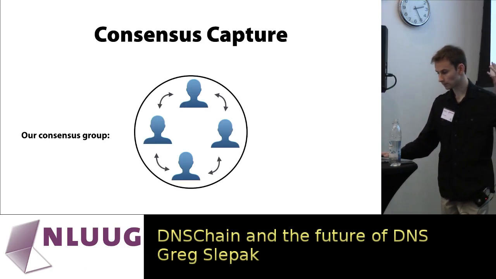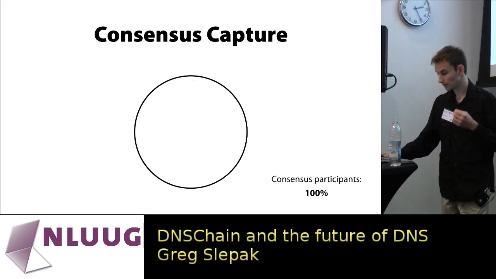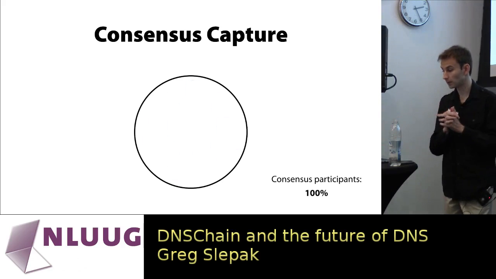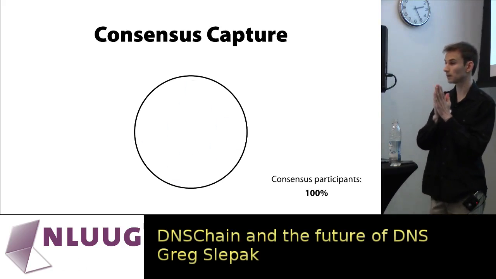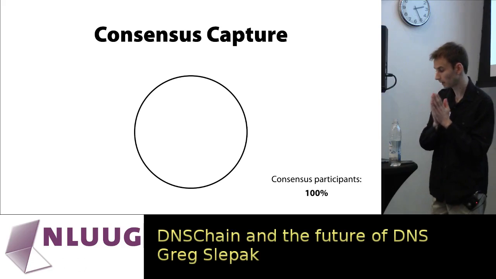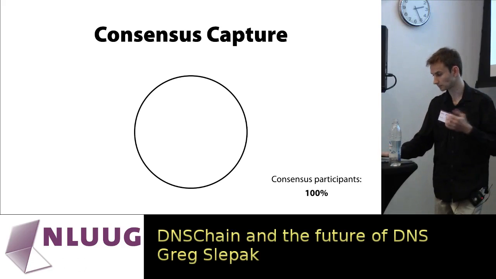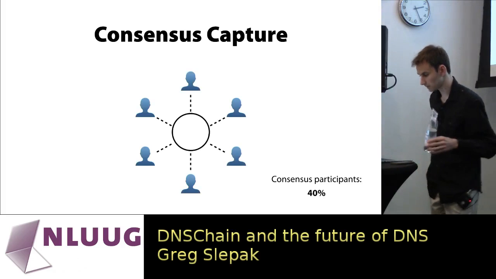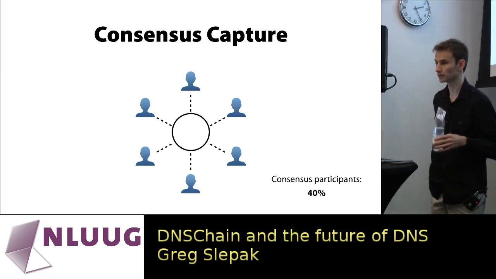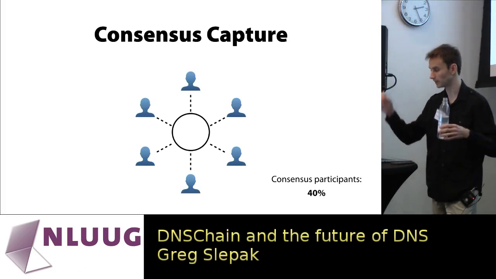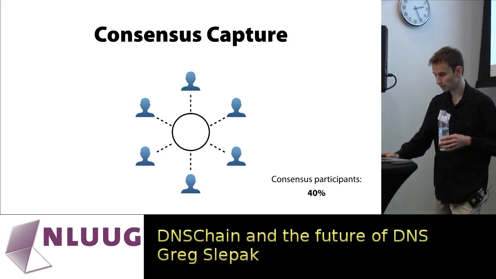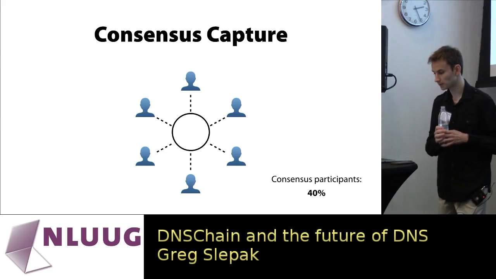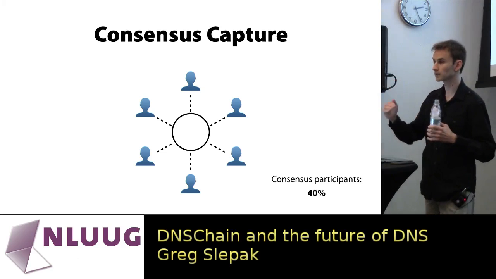Here's our consensus group, four people. And at this point in time, they're the only users of the system. So the consensus participants are 100% of the users. Now, let's say we add some users to the system. You designed a pretty nifty thing, and you're like, hey, here's my consensus system. And some people start joining to register a name or whatever. Now we've added six other people, so the number of consensus participants drops to 40%.